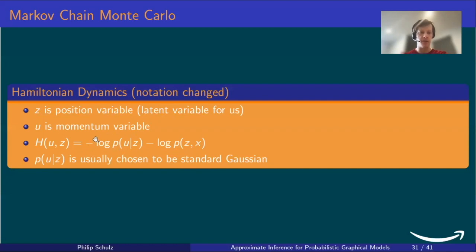And then we have to define the momentum variable. Usually the momentum variable is chosen such that it depends on the position. It doesn't need to be, it could be chosen independently. In fact, it's often chosen to be standard Gaussian. So if we choose p of u given z to be independent of z, then we could just assume it's a standard Gaussian. And again, for practical purposes, that's often done. Now you can optimize your momentum variable, but we're going to stay with the simplest variant of the algorithm, and we're just going to draw from a standard Gaussian here.